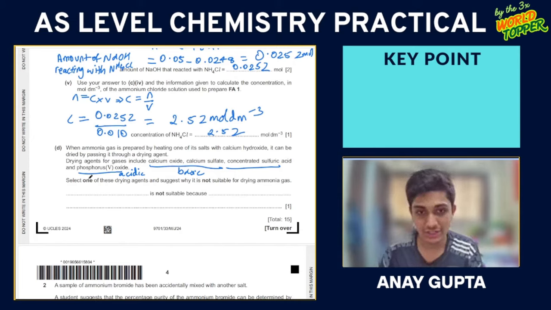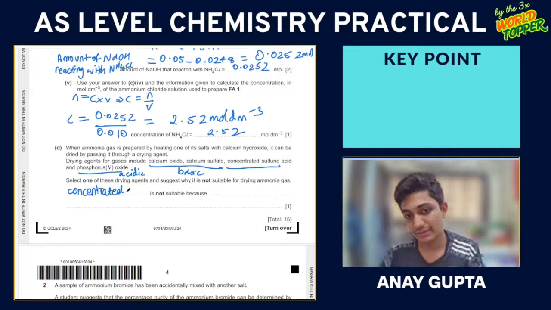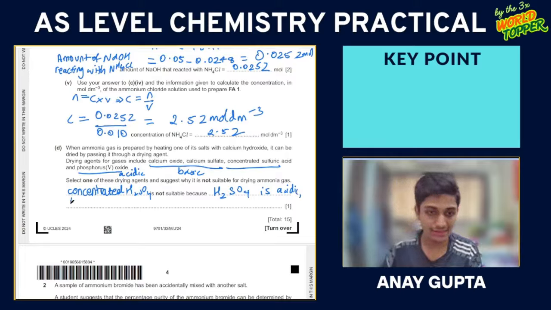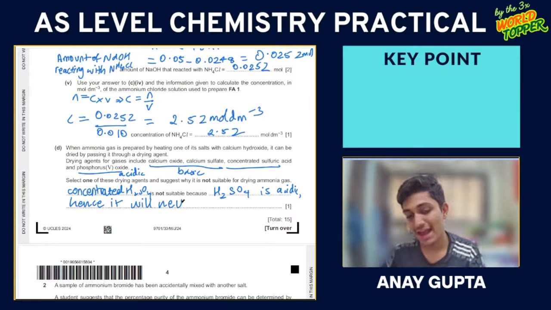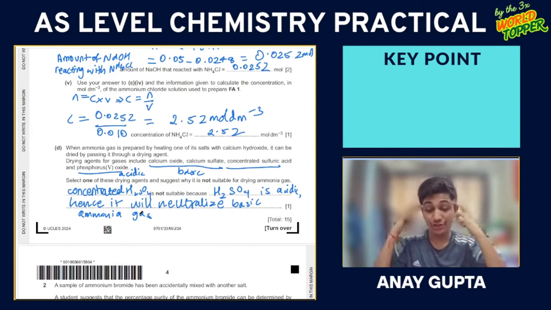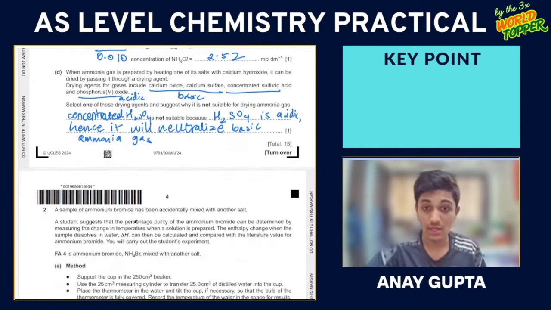So the ammonia will react. So of these reagents, I can safely select concentrated sulfuric acid, because I will say that H2SO4 is acidic, hence it will neutralize or react in an acid base way with basic ammonia gas, right? This is your critical thinking that you have to apply in this question.